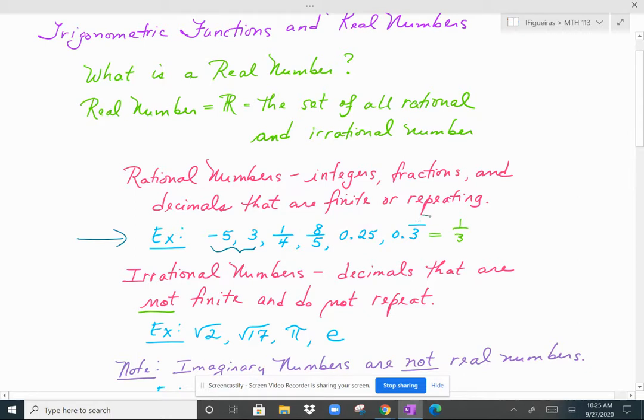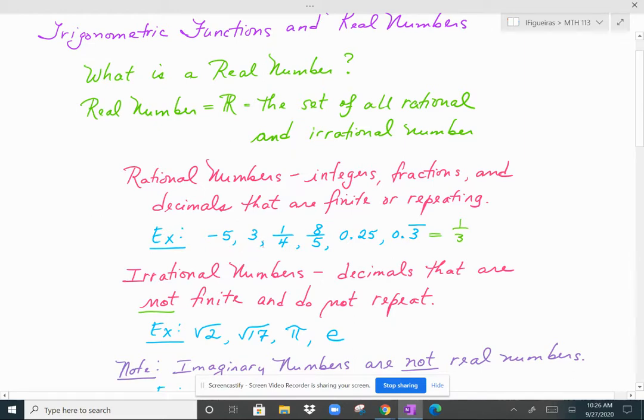And then this 0.3 with the bar on top is how you represent a repeating decimal. 0.3 with the bar means it's 0.3 forever and ever repeated. That goes on and on forever. And that's just another way to write the number 1/3. So if you actually check that, put that into a calculator, do 1 divided by 3, you'll see that it will fill up the whole screen of the calculator with all threes, 0.3333 forever. So those are your rational numbers.